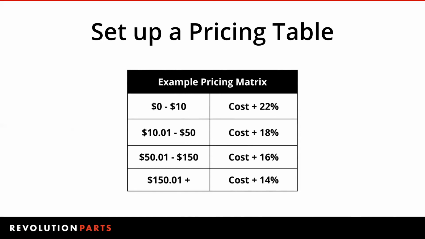As you can see in the table on the slide, we started with parts in the $0 to $10 range, and that's off MSRP, and marked them up at 22% over cost. Then as the value of the parts increased, the markup over cost decreased. That's going to help you find some balance.